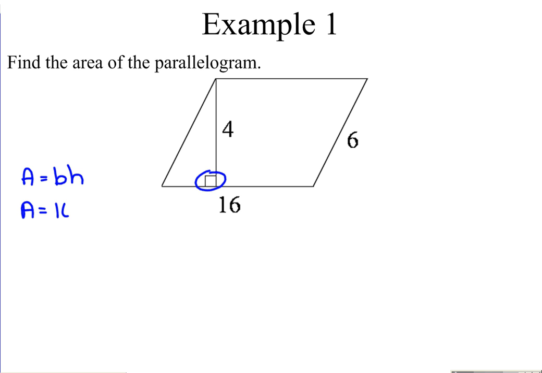That's going to tell you where the height is. So the base here is 16. The height is the segment represented by 4 because that is the perpendicular distance. The only thing you need to be careful of is you're not using the slant height here, 6. Multiply that out, and we get an area of 64 square units.